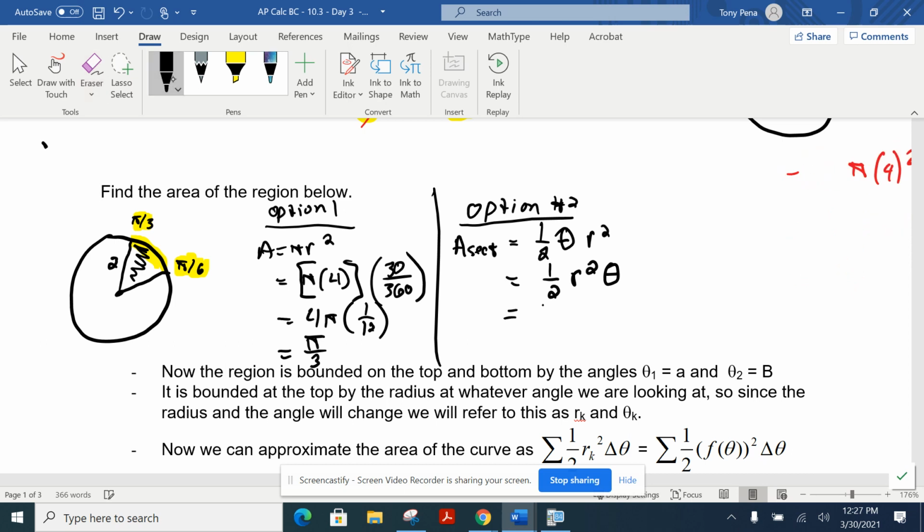Again, don't skip ahead too much. You're going to have your 1/2. Our radius is still 2 squared. And our theta, the way I'm going to have you write this, is we're going to do kind of what we did to figure out this was a 30-degree angle, a pi over 6 angle. Take pi over 3, the bigger angle, and subtract pi over 6.